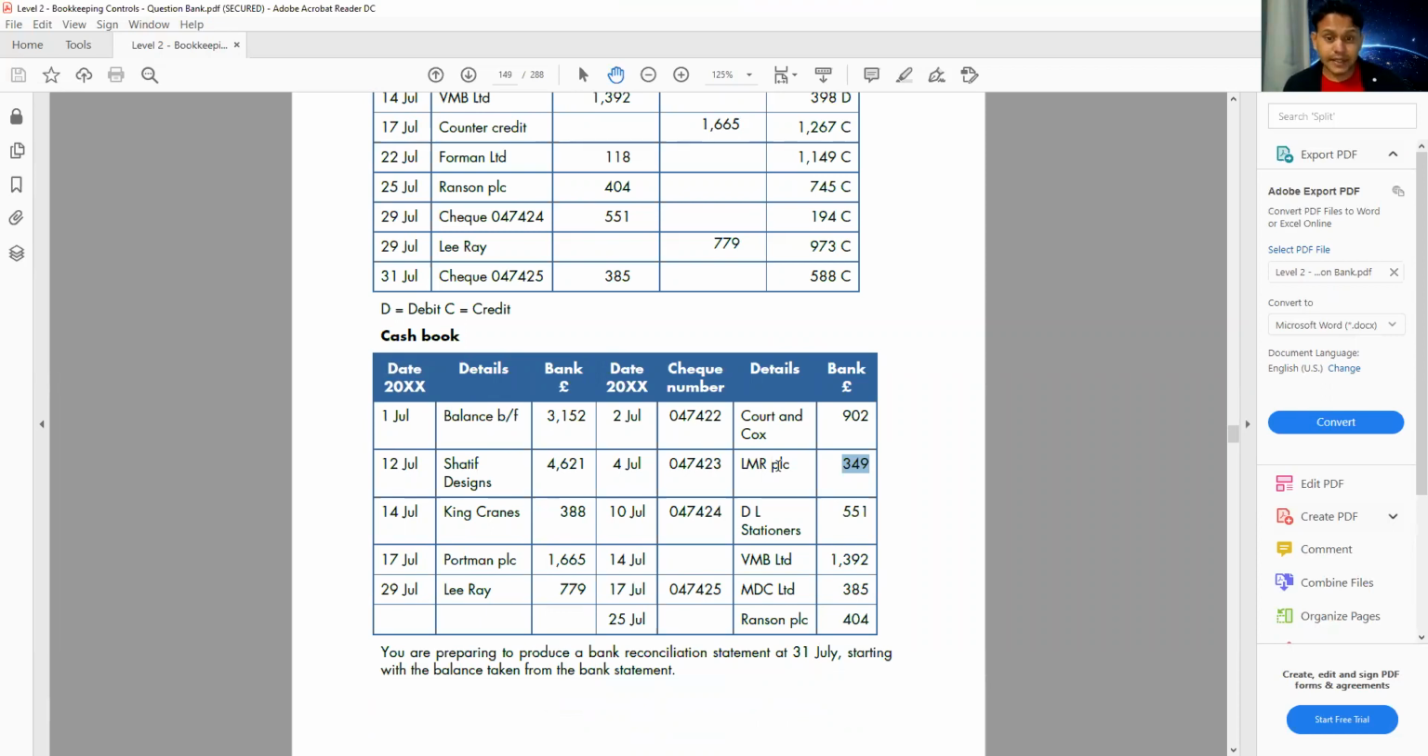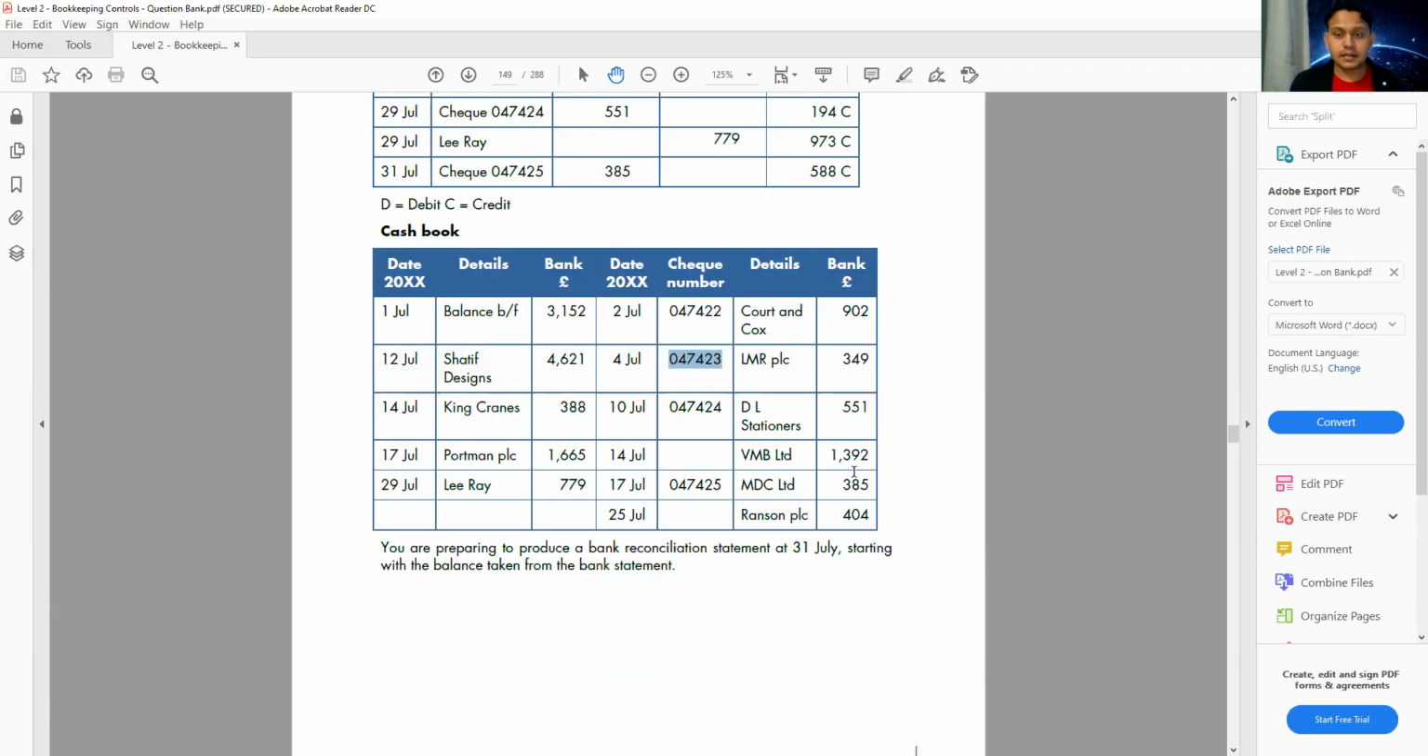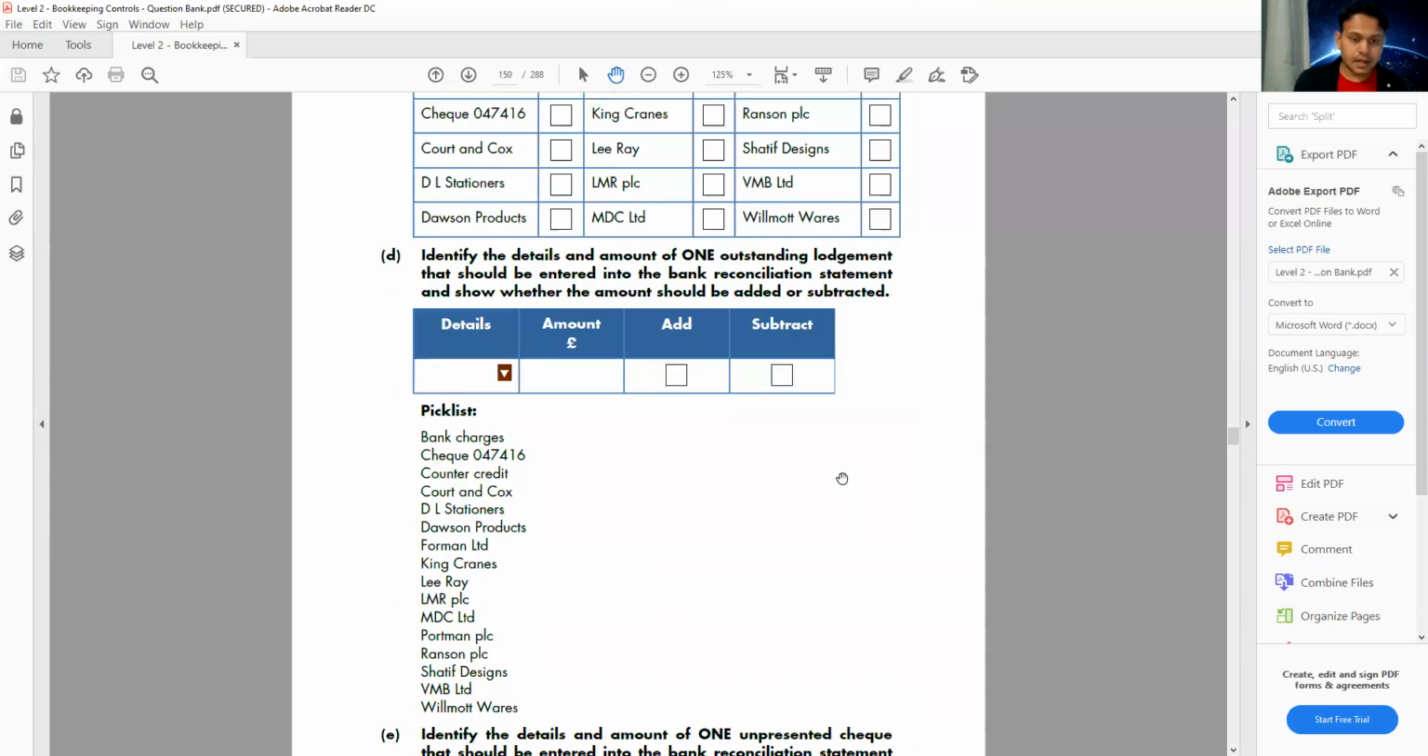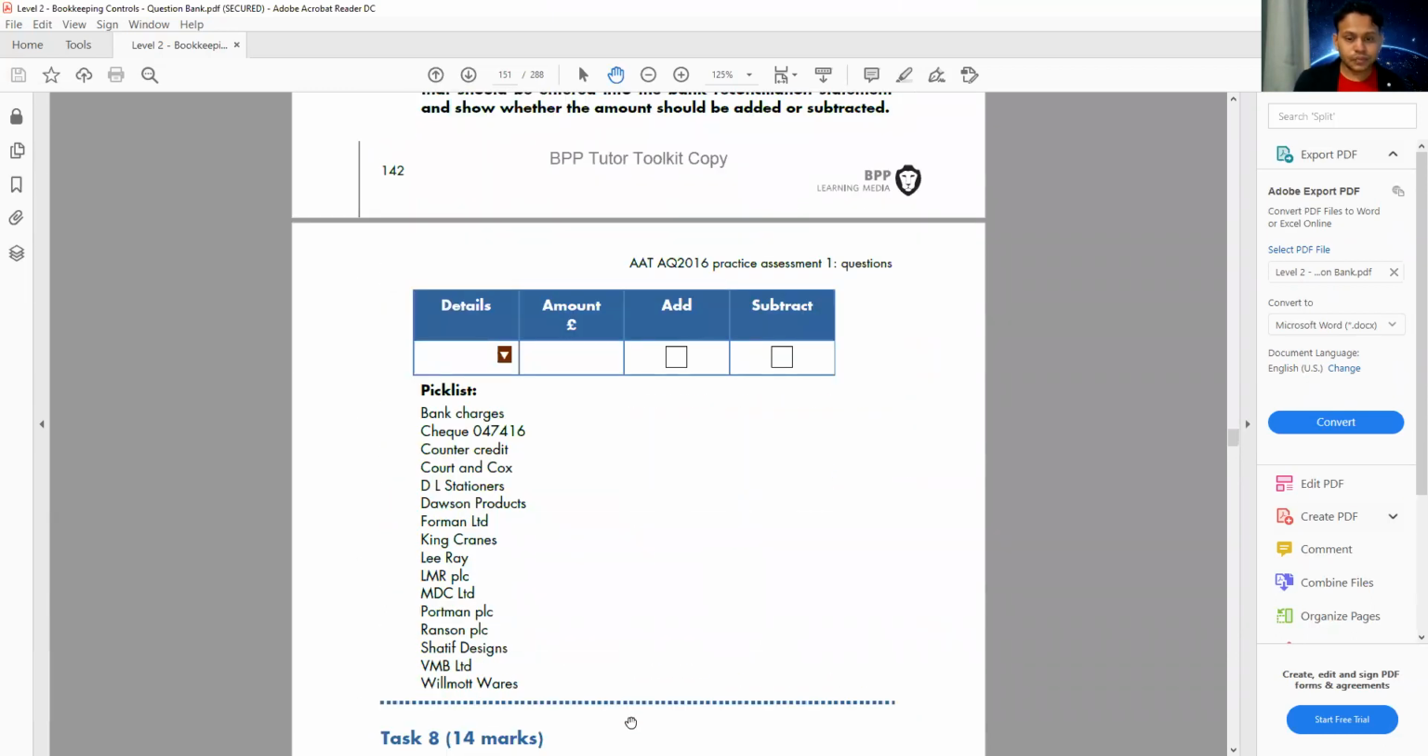That means I gave a check to MLR PLC, but this person didn't go to the bank yet. So this is an unpresented check. So MLR 349, and that will be subtracted. Unpresented check will always be a minus. It will be subtracted. Okay, let's move on to the next one.